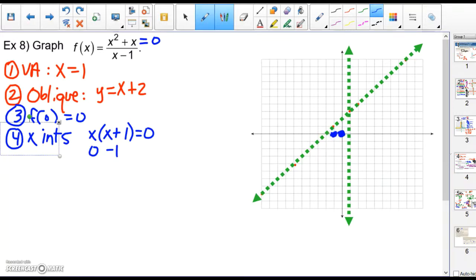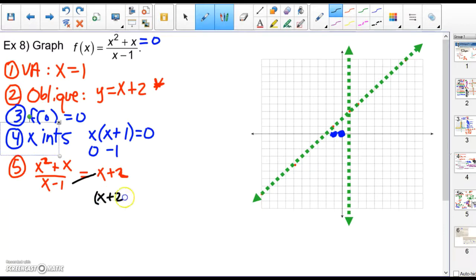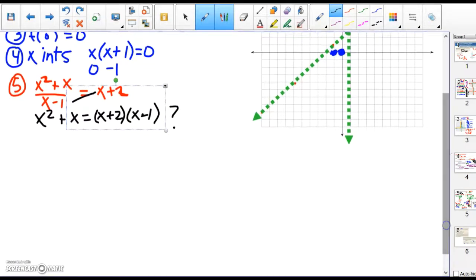Step 5, we want to know if this thing crosses. Does our graph cross the oblique asymptote? So take your function, x squared plus x over x minus 1, and set it equal to the oblique asymptote right there, x plus 2. So we're going to have to cross multiply, and that means that we're going to have to take that x plus 2 over there times x minus 1. It's a FOIL problem. So x squared plus x equals, really that's a question, I guess. Is that true? Or where is that true?